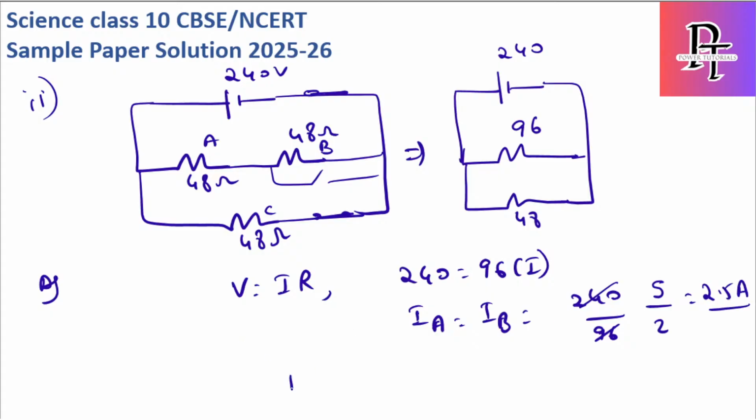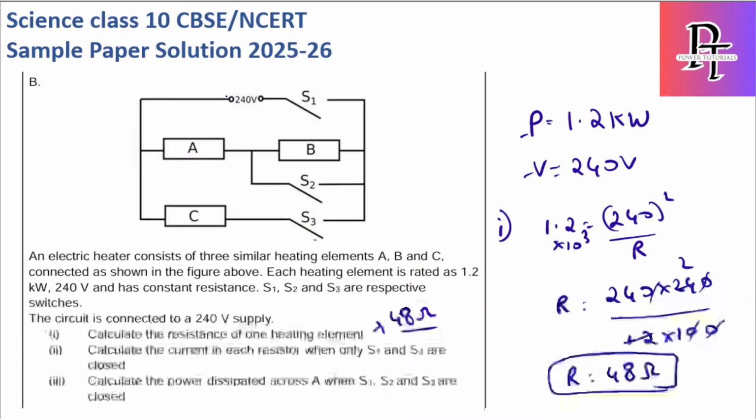Okay, what about IC? For IC, the voltage is 240, the resistance is 48. So simply 24 2s are 48, so this becomes 5 amperes. So the current flowing through IA is equal to that flowing through IB, because both are in series, which is 2.5 amperes, and the current flowing through the third circuit element, which is C, is 5 amperes. So IA is 2.5, IB is 2.5, and IC is 5.